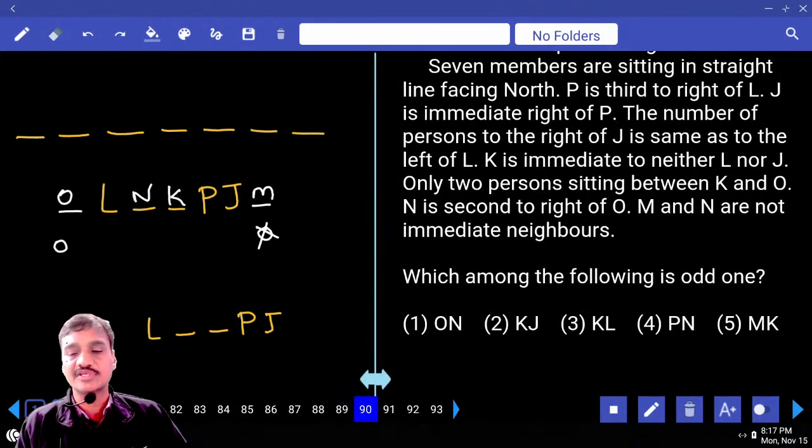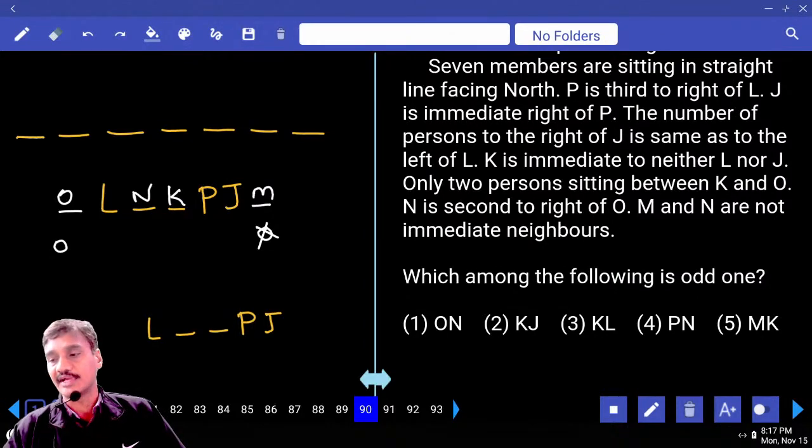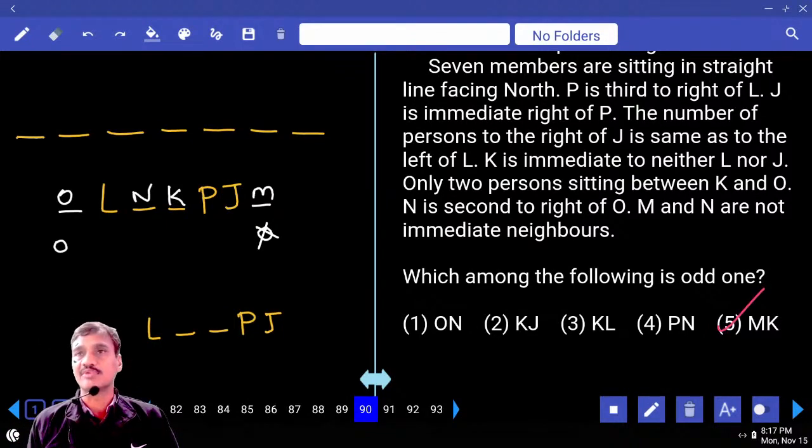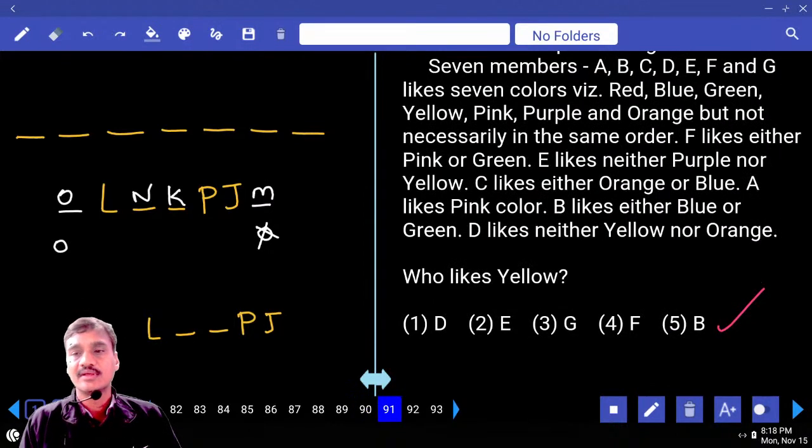And which among the following is the odd one? O and N, 1 person between these two. K and J, 1 person. K and L, 1 person. P and N, 1 person. M and K, 2 persons. Except in choice 5, in the remaining choices, between these 2 persons there is exactly 1 person. Hence choice 5 is the odd one, question number 90. Then 91 to 95.